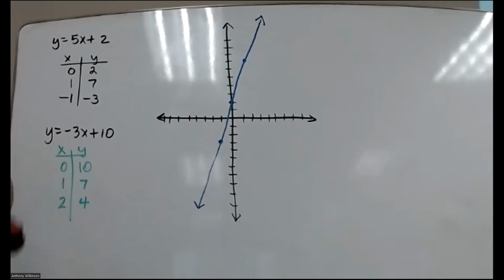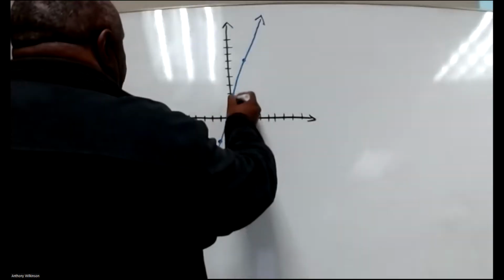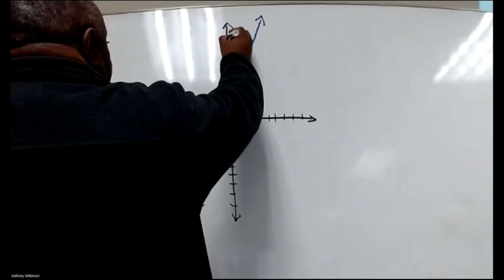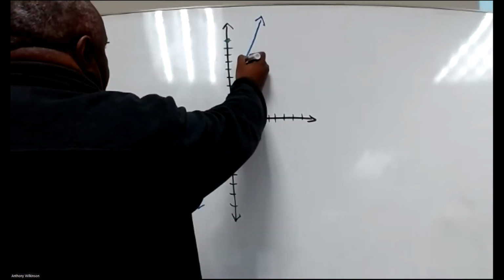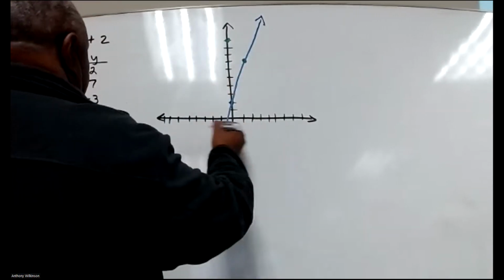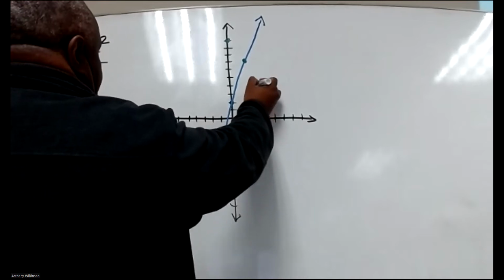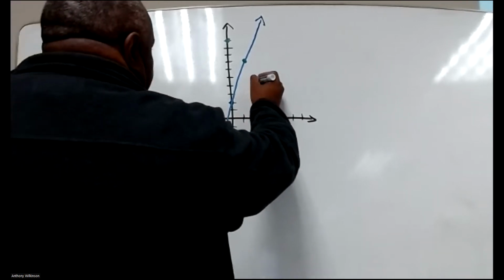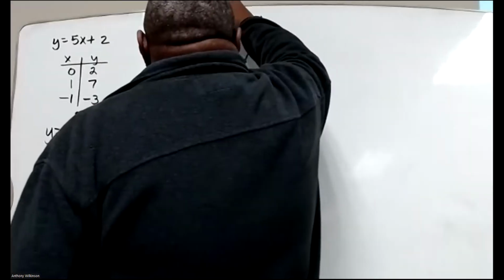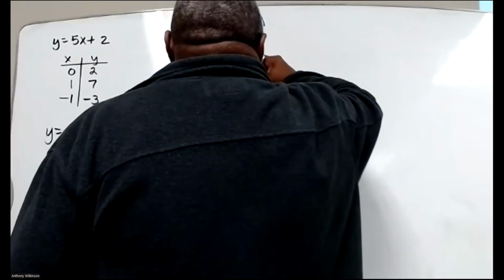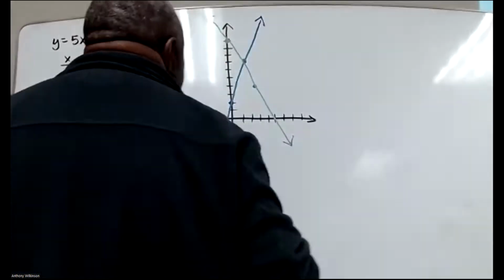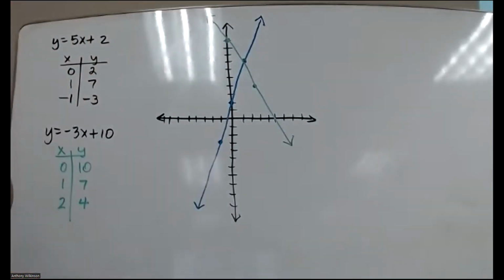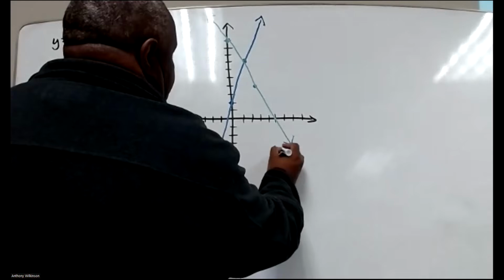So in this case, 0, 10, we stay at 0, but go up 3, 6, 9, 10. That's way up here. 1, 7 is to the right 1 and up 7. And then 2, 4 will be to the right 2 and up 4. If I draw the graph of the line, so that's the graph of the line y equals -3x plus 10.